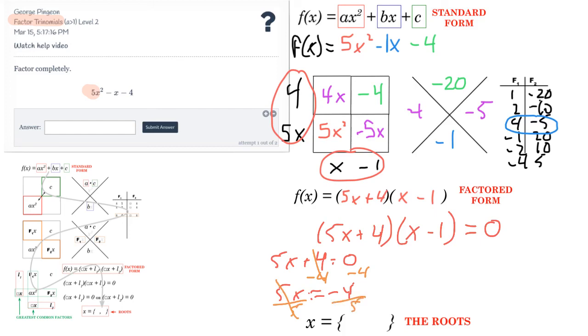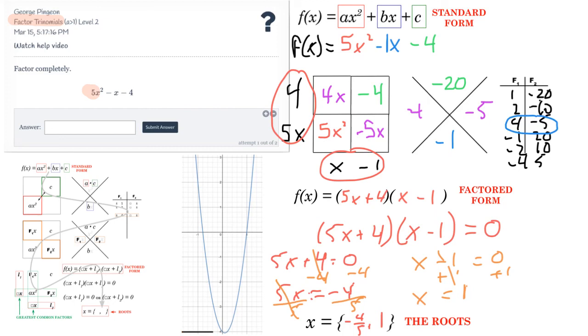So your roots are going to be -4/5 or x minus 1 equals 0. Add 1 to both sides. x equals 1. And the graph looks like this, where you see the roots, or the real zeros, at -4/5 and 1.